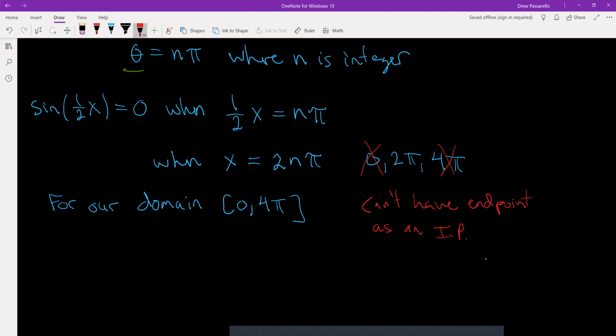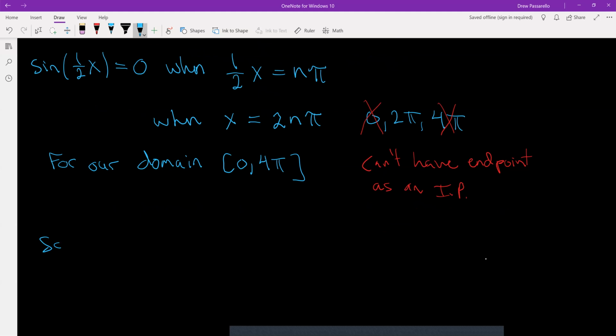So only 2 pi is our potential inflection point. Okay, and that's, so potential inflection point is 2 pi, and I'll just label it x star.